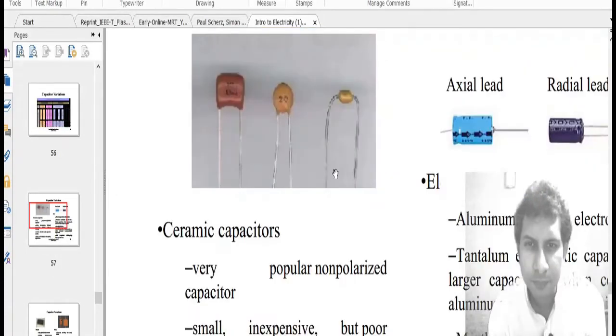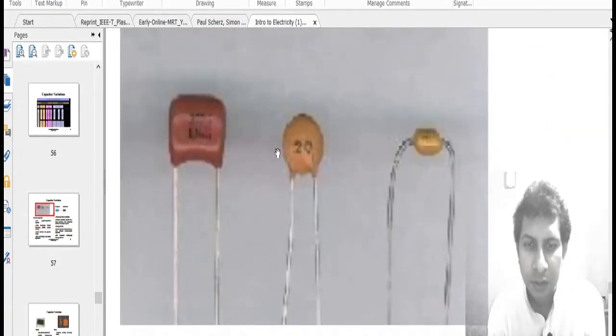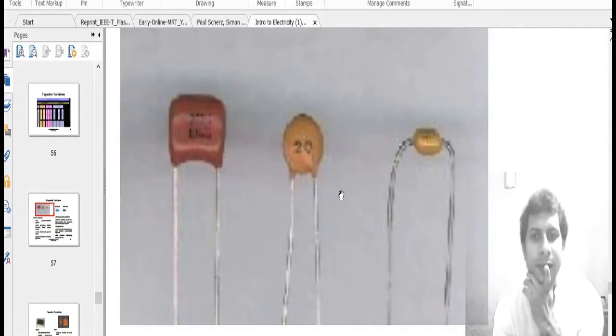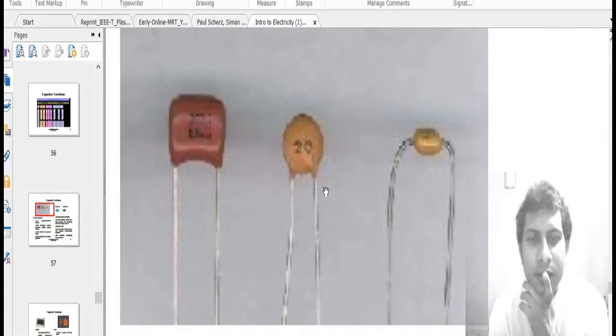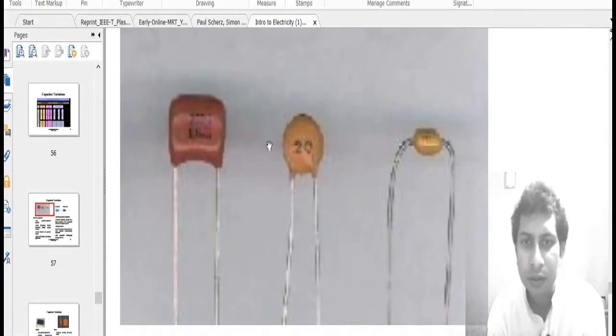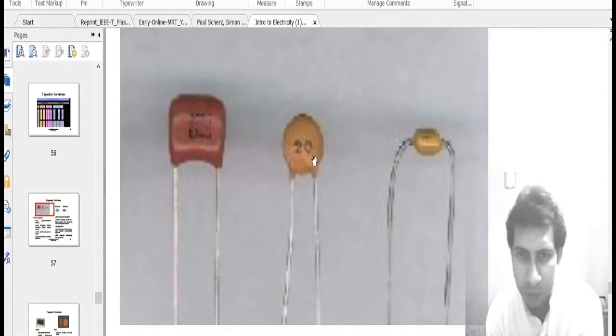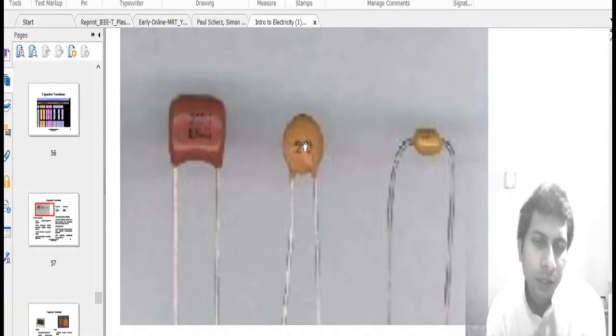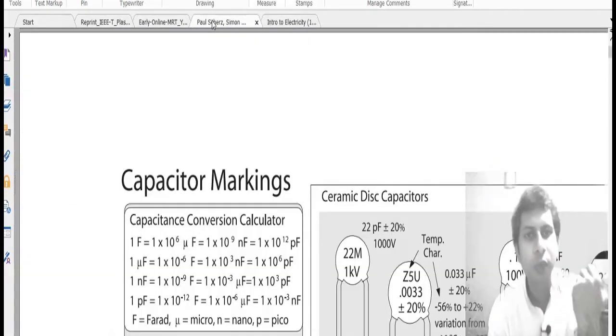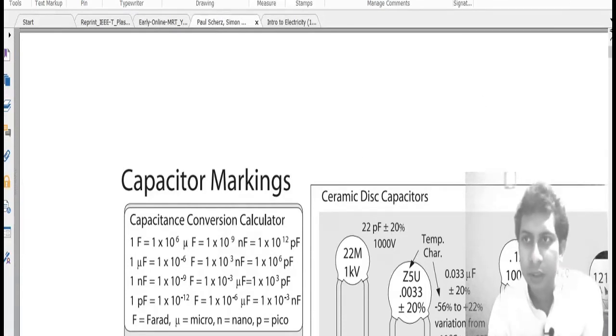Yes, you will see some components of orange color, and these are ceramic capacitors. Something is written on this, 2.20. If there is some mark on these kinds of capacitors, how to read it and how to find the value of that, we will take care of that.